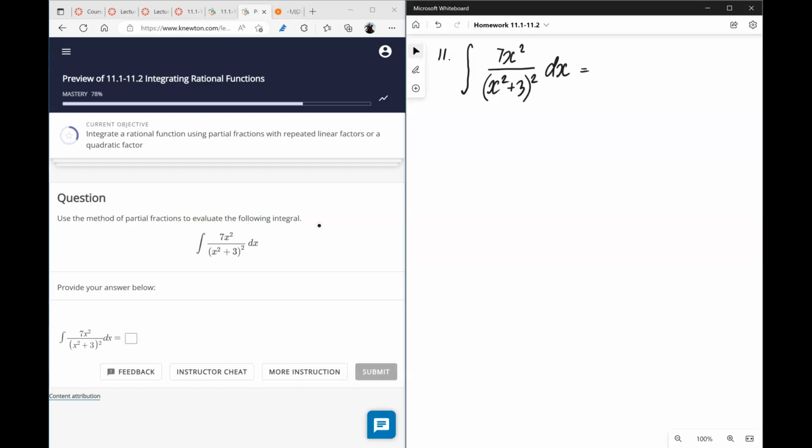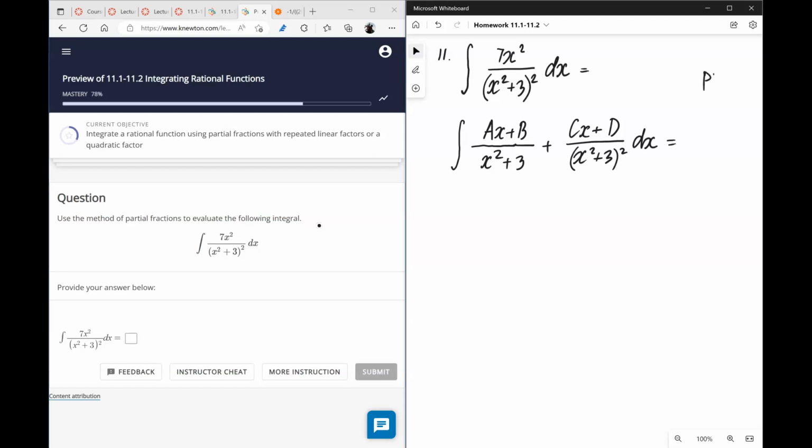We recognize this as a rational function, which is proper. So we're going to be using the partial fraction decomposition, and based on the way the denominator looks, the partial fraction decomposition guarantees that a decomposition in the following form will exist. So it's going to be (ax plus b) over (x squared plus 3) plus (cx plus d) over (x squared plus 3) squared.